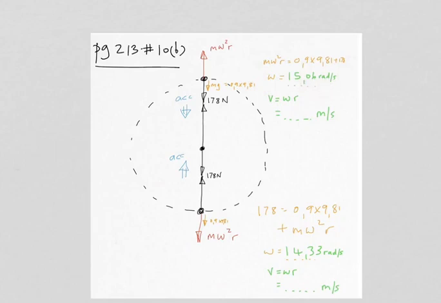And at the bottom, you have two downs and one up. So 178 is the up, and the two downs are 0.9 times 9.81, as well as m omega squared r. And you will find that 14.33 radians per second will already break the wire. So the wire would break more easily when the object is at the bottom than when the object is at the top, which makes sense because gravity is adding to the tension in the wire effectively.